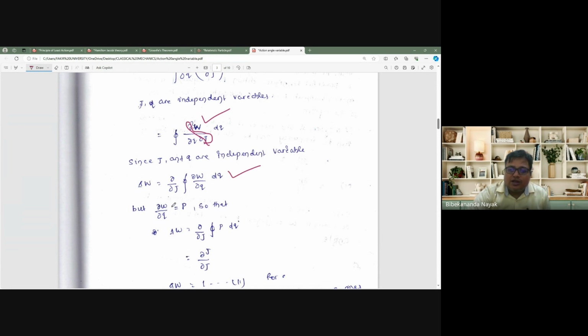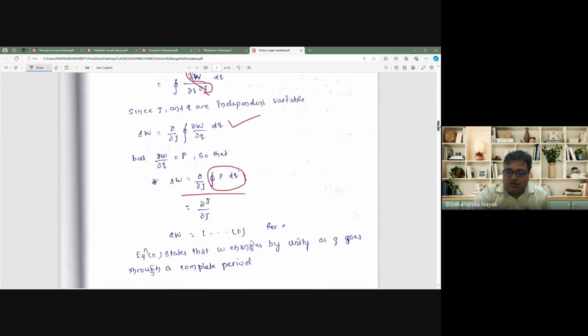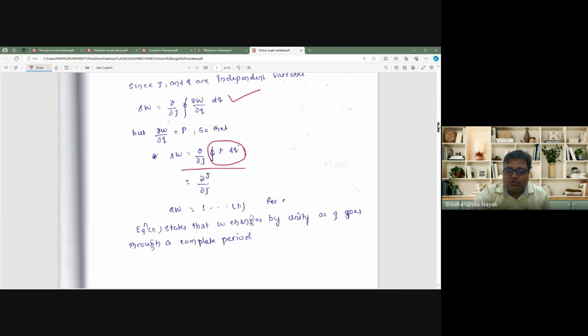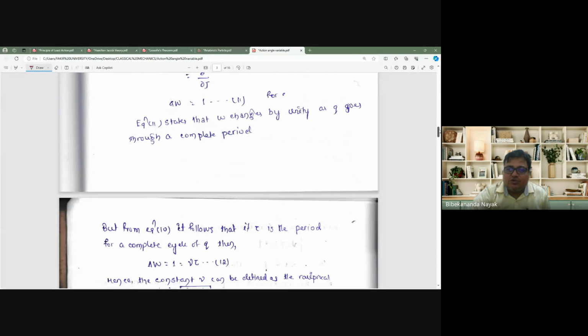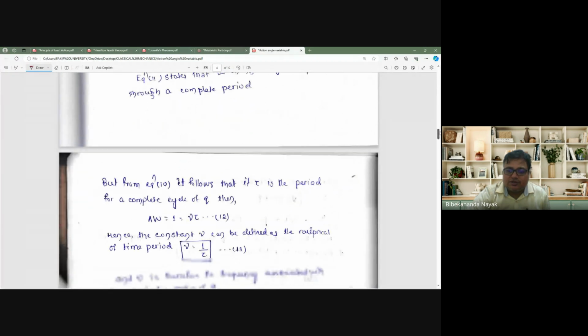But del W by del Q is equal to P. So it is nothing but the integration of P dq, and P dq means the J integral. But del J by del J is 1. The W changes by unity if Q goes through a complete period. Okay, the change will be 1 if you go through a complete cycle.